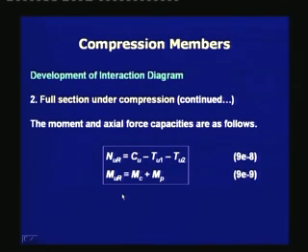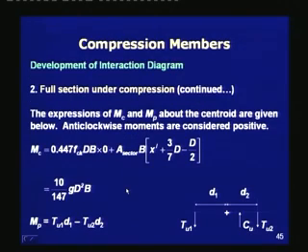Thus, after these calculations, the moment and the axial force capacities are as follows: NUR is equal to Cu minus Tu1 minus Tu2, and MUR is equal to MC plus MP. The MC is the moment due to the force in the concrete, and MP is the moment due to the forces in the prestressing tendon. The expressions of MC and MP about the centroid of the section are given below. Anticlockwise moments are considered to be positive in this derivation.